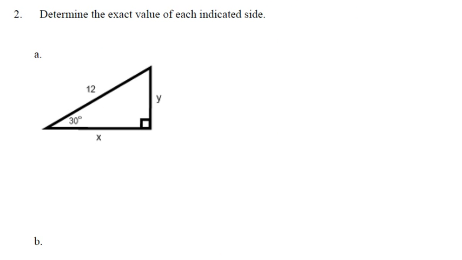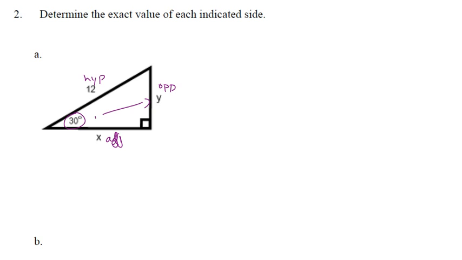Okay, so we can now use this to solve problems, which is determining exact values of each indicated side. No longer are we going to use our calculator. We're now going to use that table of exact values. So in relation to 30 degrees, what's the name of this side? What's the name of this side? What's the name of this side?